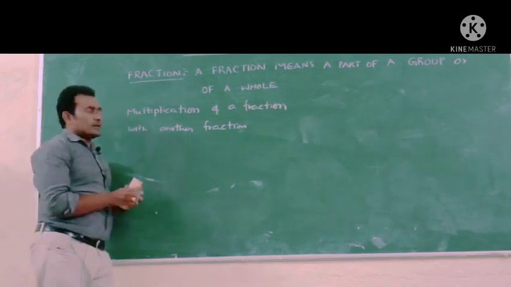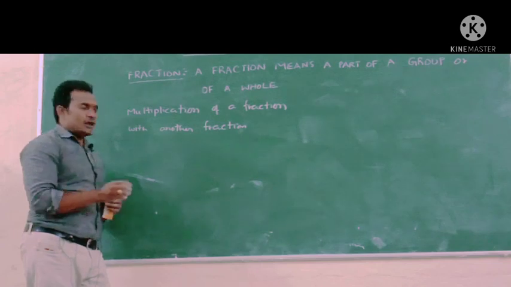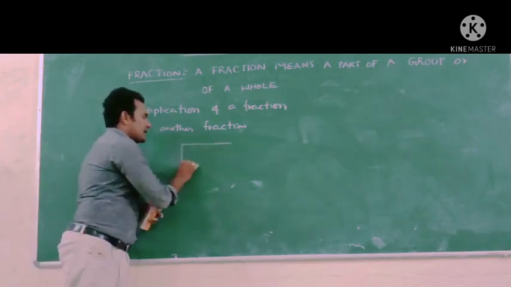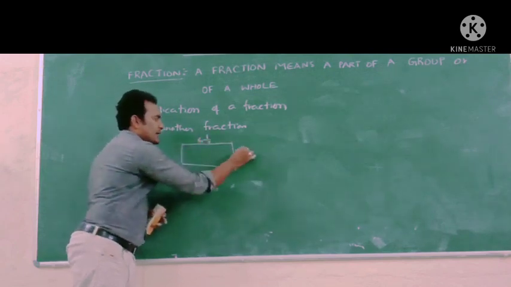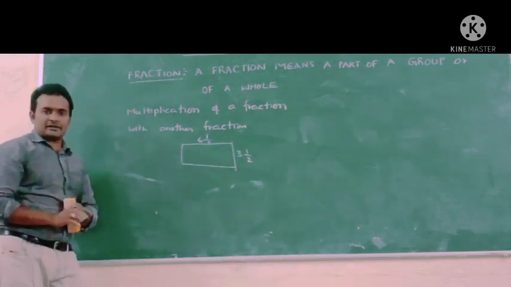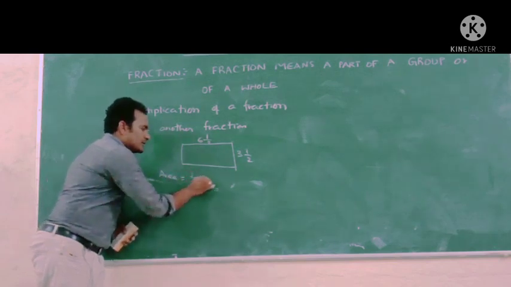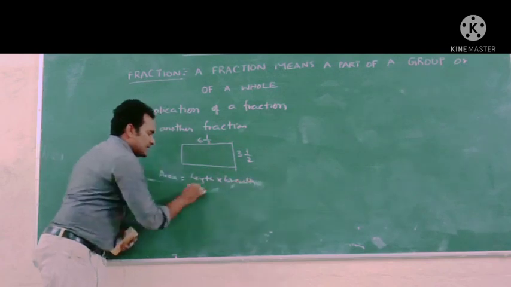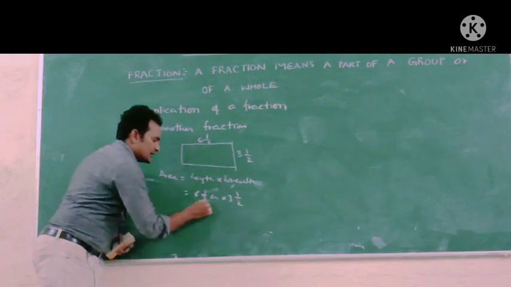So we are discussing the multiplication of a fraction with another fraction. I am giving you some more examples. Let us take a rectangle of length 6 1 by 2 and breadth 3 1 by 2. We need to find out the area. Area equals length into breadth. Then we have 6 1 by 2 centimeters into 3 1 by 2 centimeters.